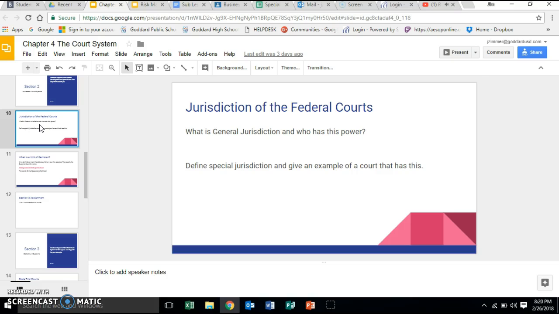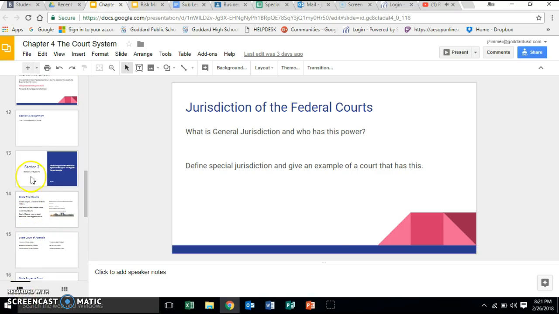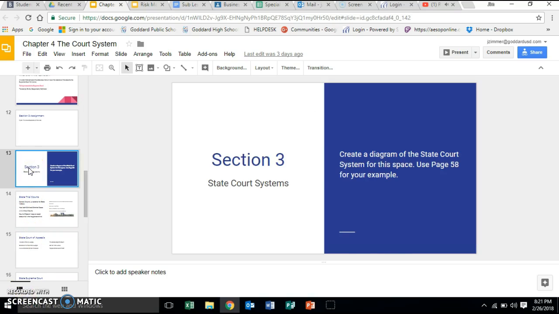Okay, so I'm going to pause for a second, and then we're going to go to the state side. Section 3 is designed to have us discuss the state courts. If you want to follow along in your text, it's page 58. Page 58 has a great diagram of the state courts, and we're going to use this to help us write it all out and draw it all up.